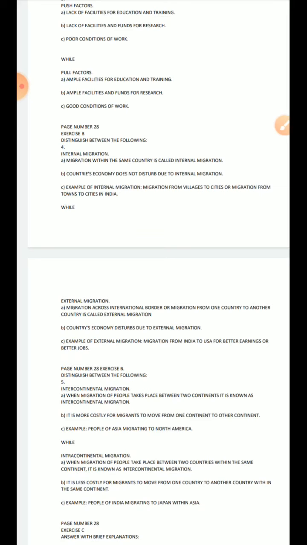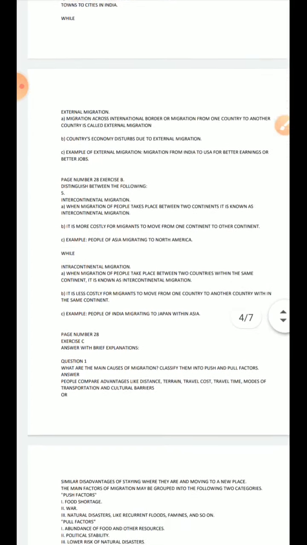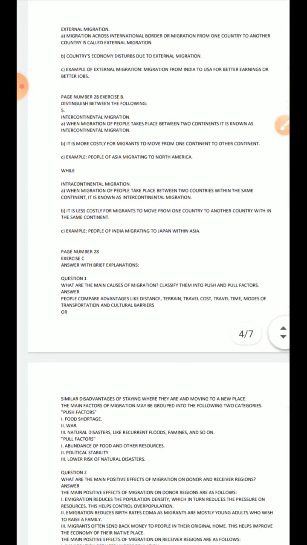While for external migration, the first point is migration across international borders or migration from one country to another country is called external migration. Country's economy is disturbed due to external migration. Example of external migration, as third point we have written migration from India to USA for better learning or for better jobs. So these are my 3 points for external migration. Like this we completed the fourth distinguish.